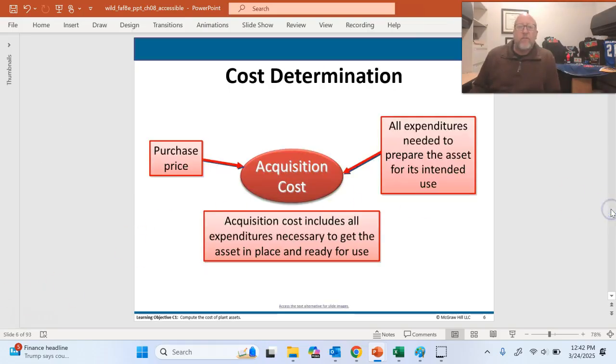Okay, so first category, cost determination, right? It's obviously the purchase price, which is what I was just talking about. And then all expenditures needed to prepare the asset for its intended use. And this will make sense as we start talking about some of the specific assets, but it's like everything that we need to do to the machine in order to get the machine ready to be used.